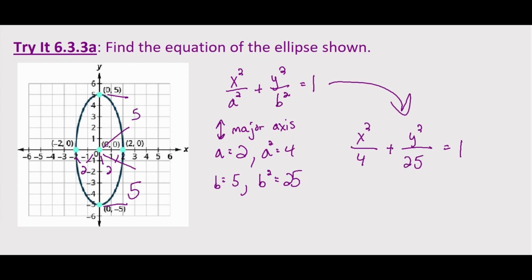So the distance from our center to the vertices on the x-axis, that's a. We square it to get a squared for the denominator under x in our equation. And then similarly with y, we find the distance from the center to the vertices that are on the major axis. That gives us b. We square that to find b squared for our equation, which lets us know that the ellipse that we were given in a graph is represented by the equation x squared over 4 plus y squared over 25 equals 1.